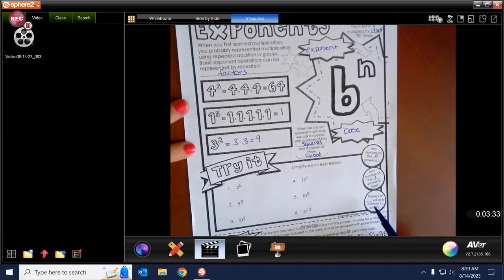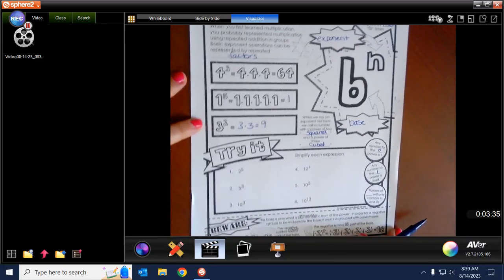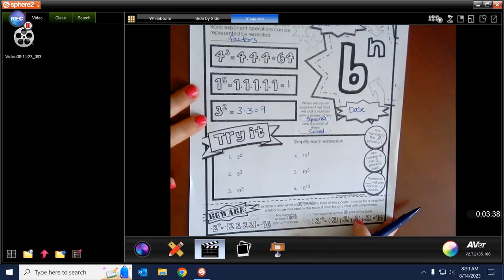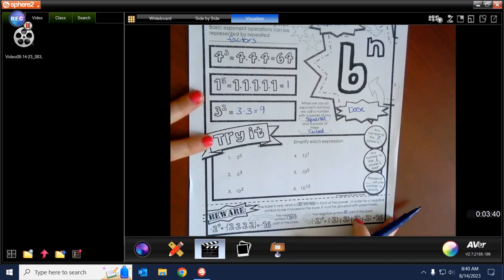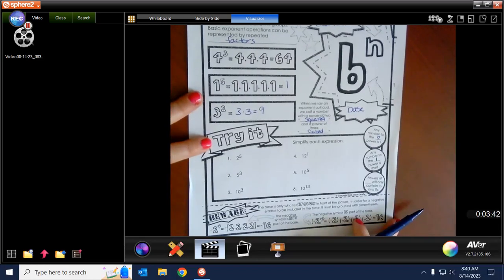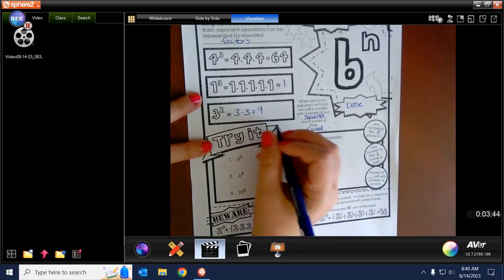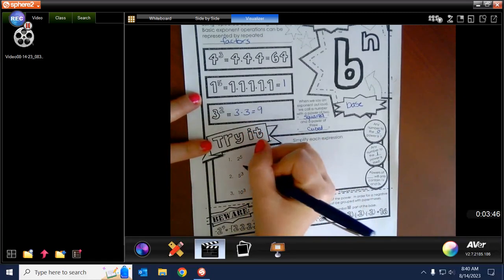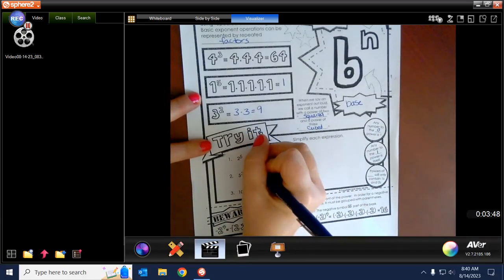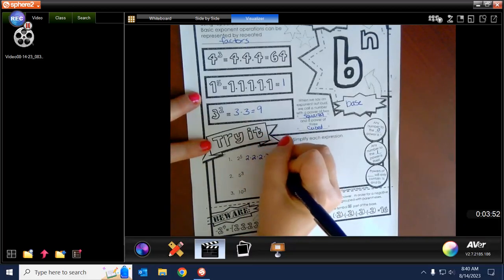This one right here we're going to leave blank because I'm not exactly sure what it's asking us there. Alright, so what I do want you to do here is simplify each expression. First you're going to try it, and we always write it out. If this is 2 to the 5th power, we need to write 2 multiplied by itself 5 times, and then you solve it.